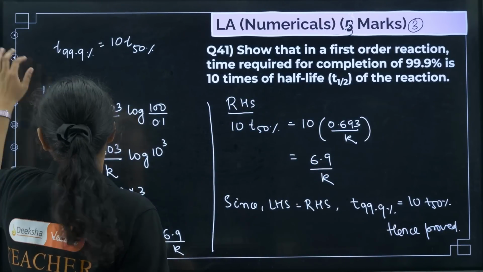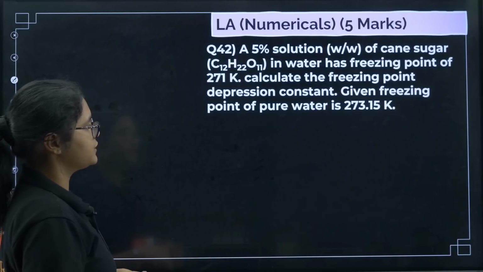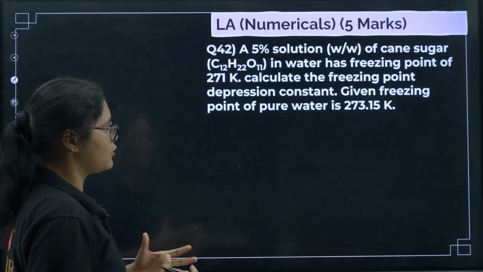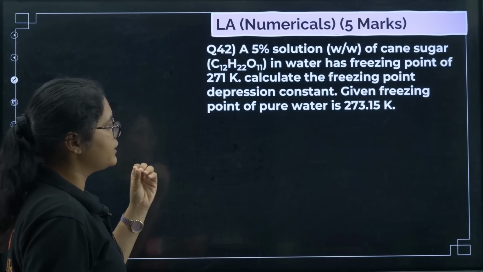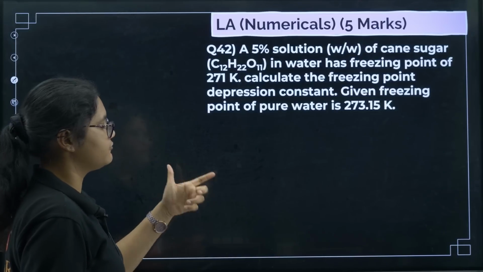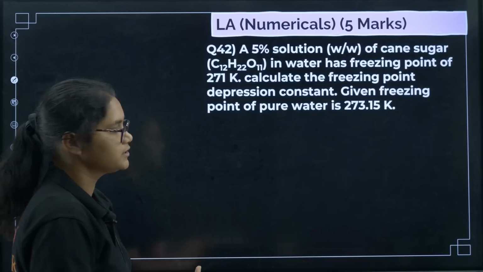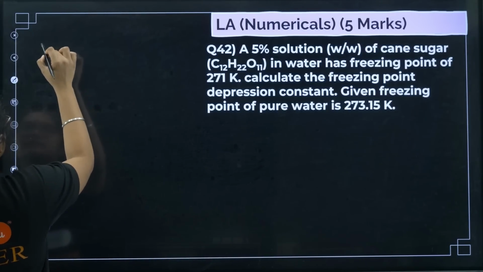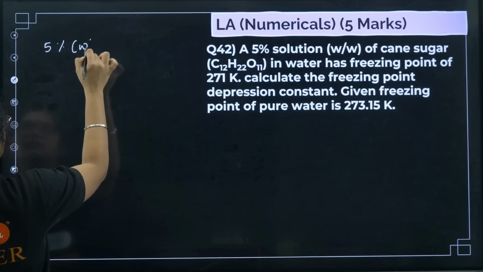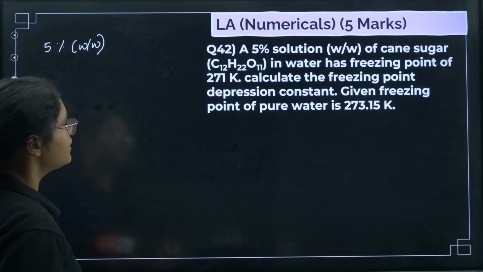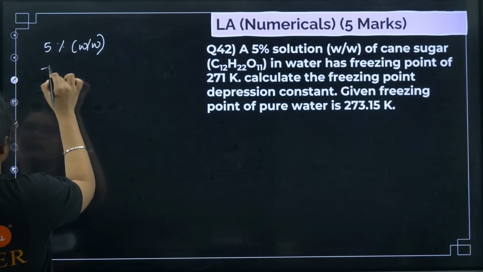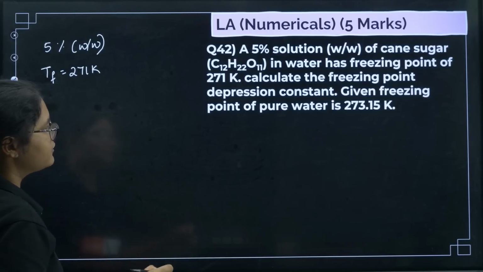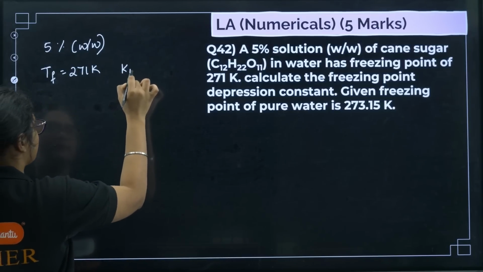Okay, next, 5% solution. So this first question was very easy. A 5% W by W of cane sugar in water has a freezing point of this much. Calculate the freezing point depression constant given the freezing point of pure water is given to you this much. Okay, we can solve this one. So we have 5% W by W. So what is the concentration? 5% W by W. Okay, next we have freezing point of 271 Kelvin. So TF is 271 Kelvin. Calculate the freezing point depression constant, KF.